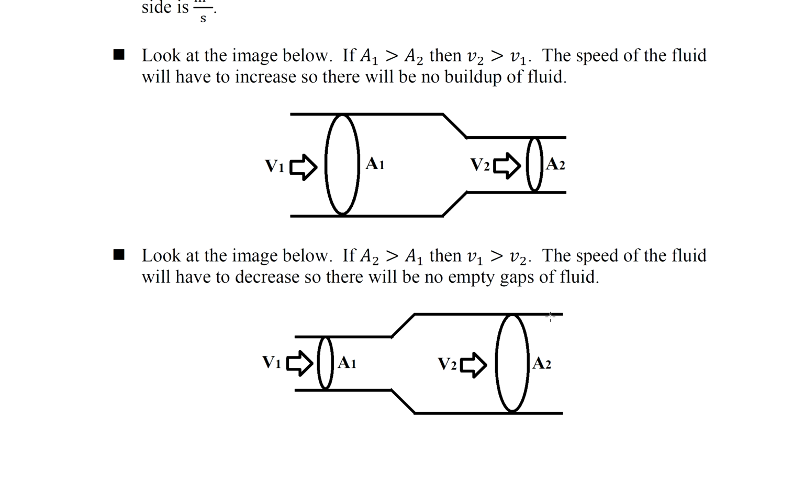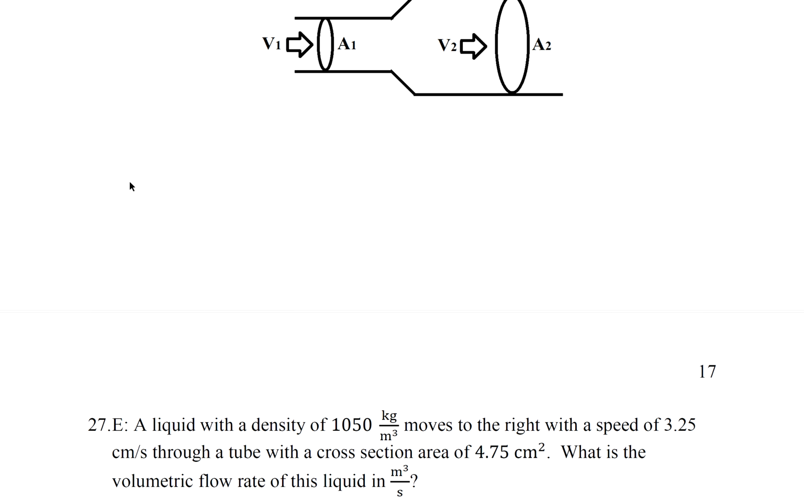Now look at this image below. A2 is greater than A1, so V2 has to be slower than V1. The speed of the fluid needs to decrease so there are no gaps in the fluid. If V1 is equal to V2, then there's going to be a big air gap in the fluid.